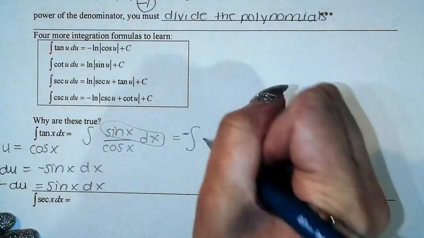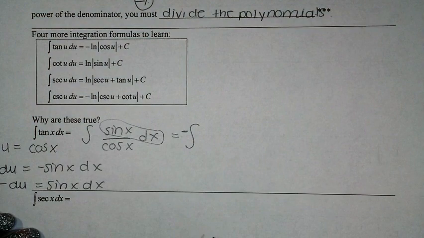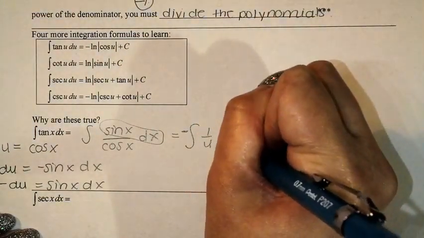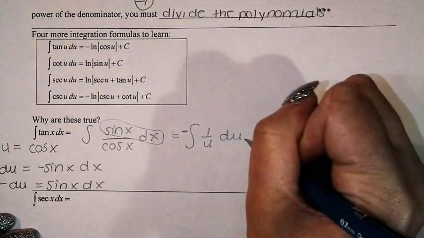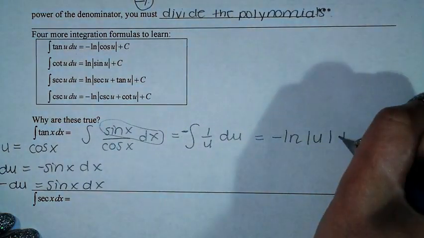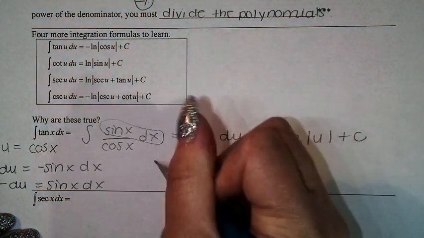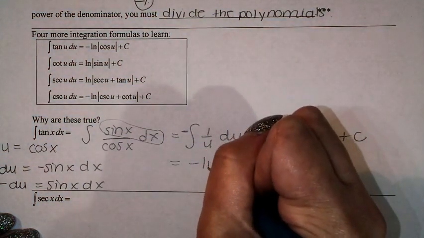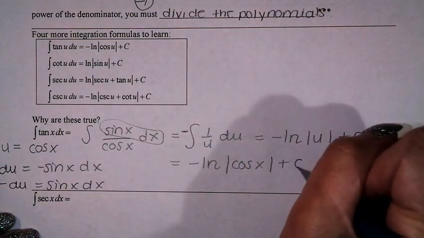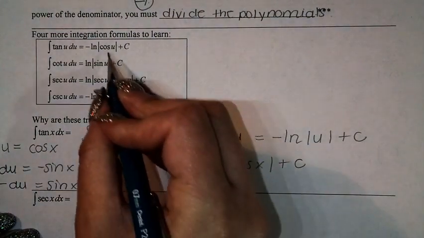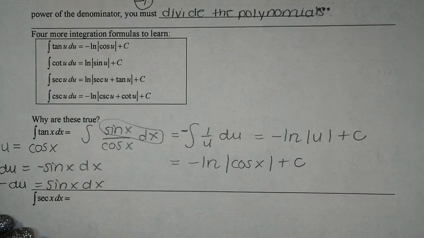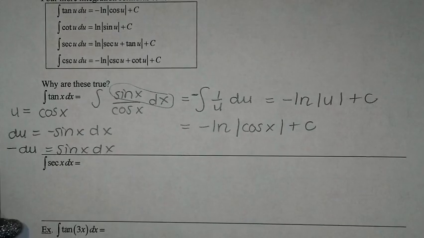So you can put the negative here, that's this negative over here. What's that? 1 over u du. And you know the integral of that is going to be negative natural log of the absolute value of u plus c. Then you just replace the u for the actual expression, which is cosine x, and wow, we got exactly the same thing. Isn't that nice?